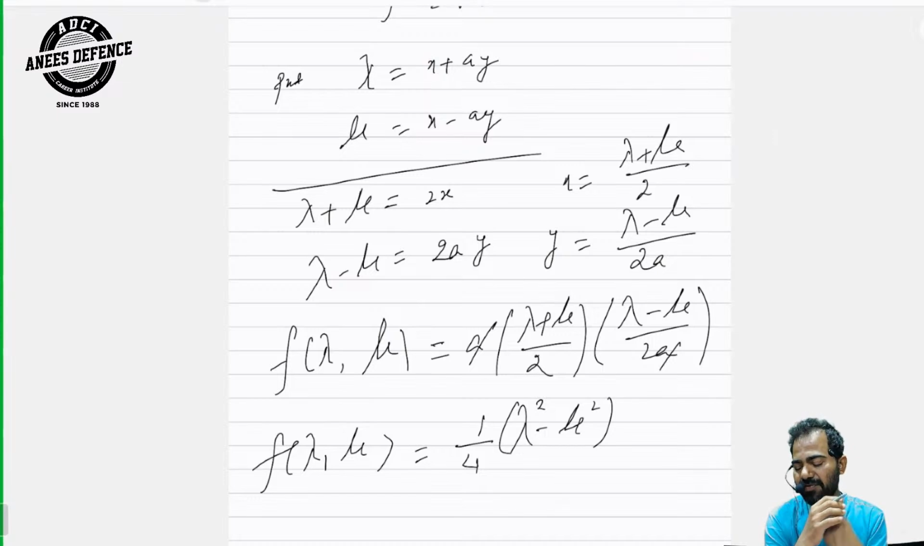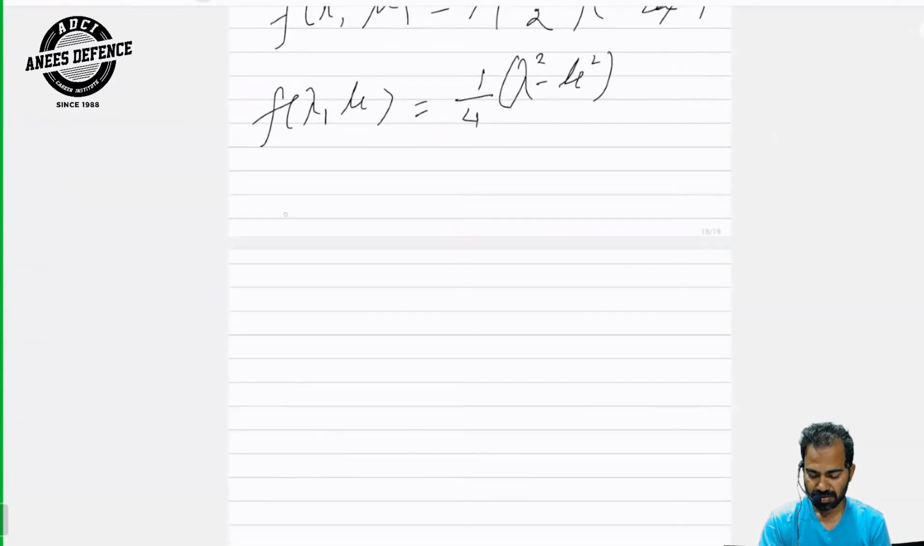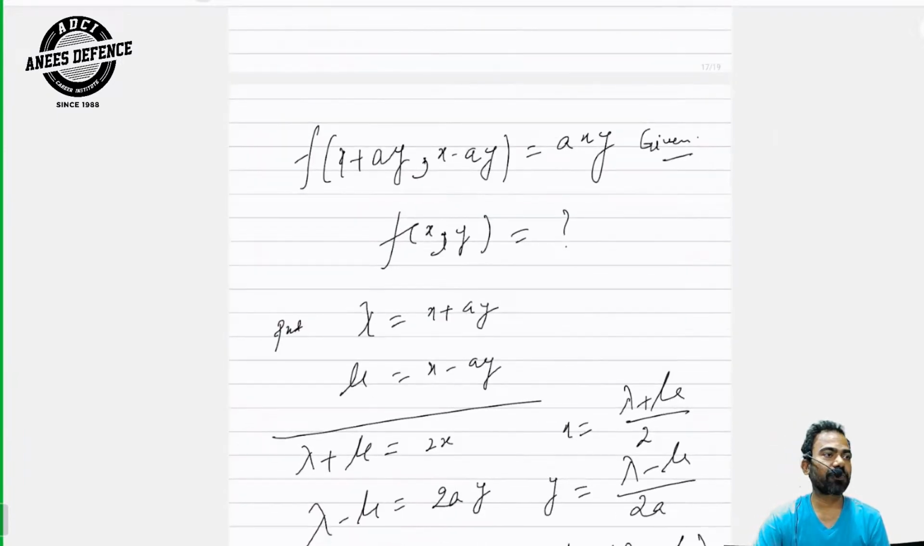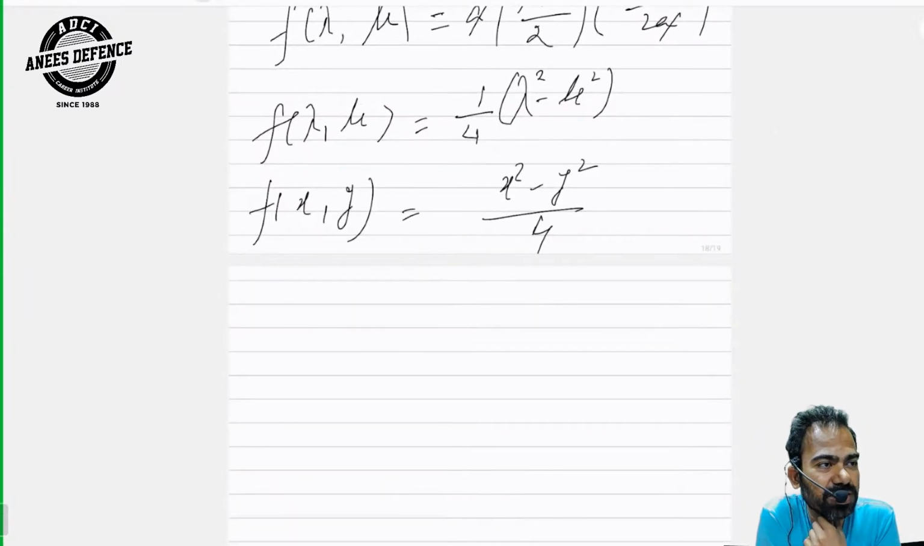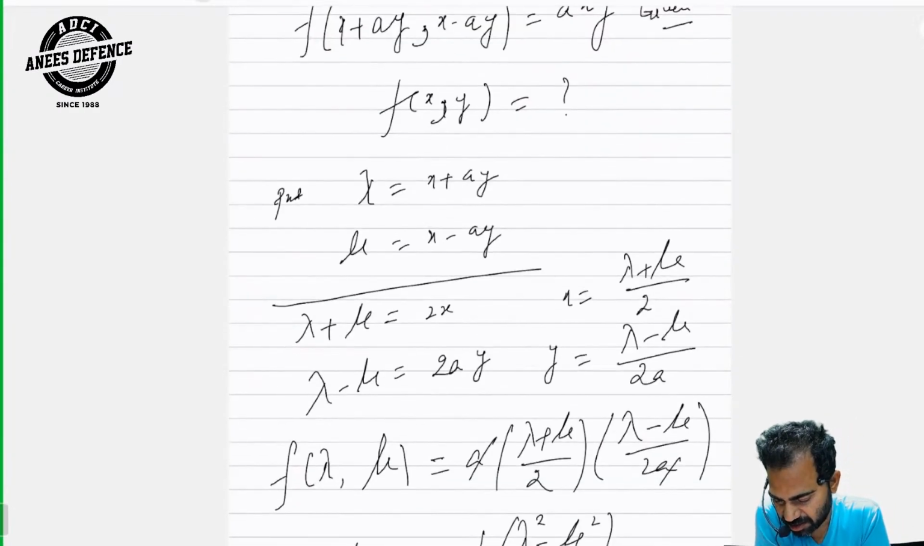No. The same way, I will change the name of lambda and mu. So I will use x in place of lambda and y in place of mu, so x square minus y square upon 4. I have changed the name because, in the question, I have to find f of x comma y. That's why I have changed the name. So clearly I can see f of x comma y equals x square minus y square upon 4. Have you understood this? Any problem? Good.